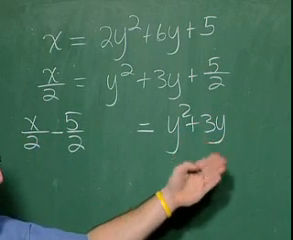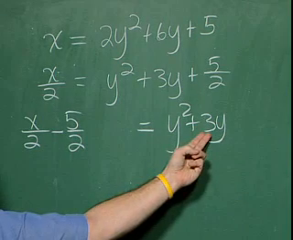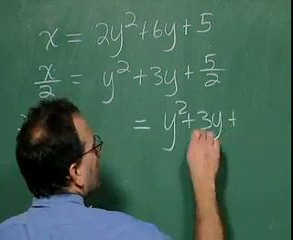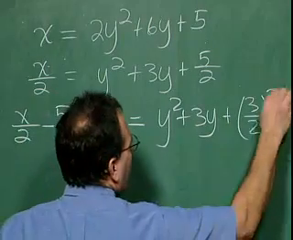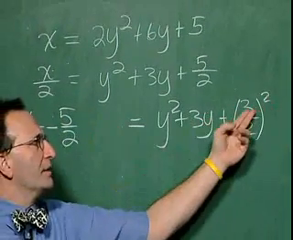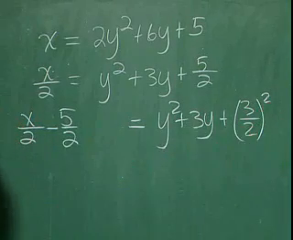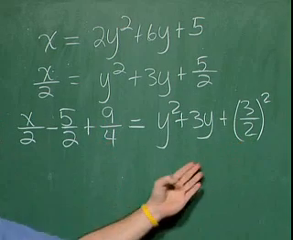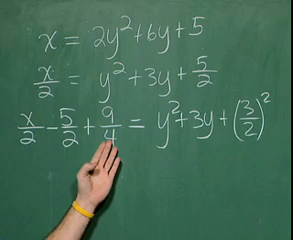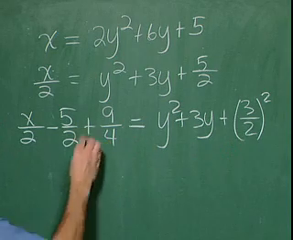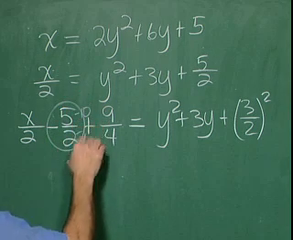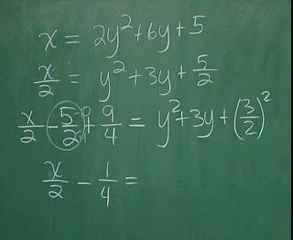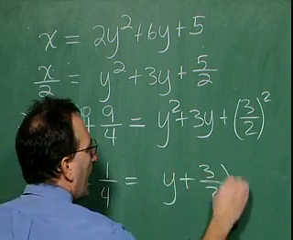And to complete the square, we need to take the coefficient of y, divide it by 2, and then square it. So in other words, 3 over 2 squared. And 3 over 2 squared would be 3 squared 9, 2 squared 4. So over here I left space because if I'm going to add 9/4 to this side, I must also add 9/4 to this side. Okay, so now over here, this is negative 10/4. So I get x over 2 minus 1/4 is equal to y plus 3/2 squared.